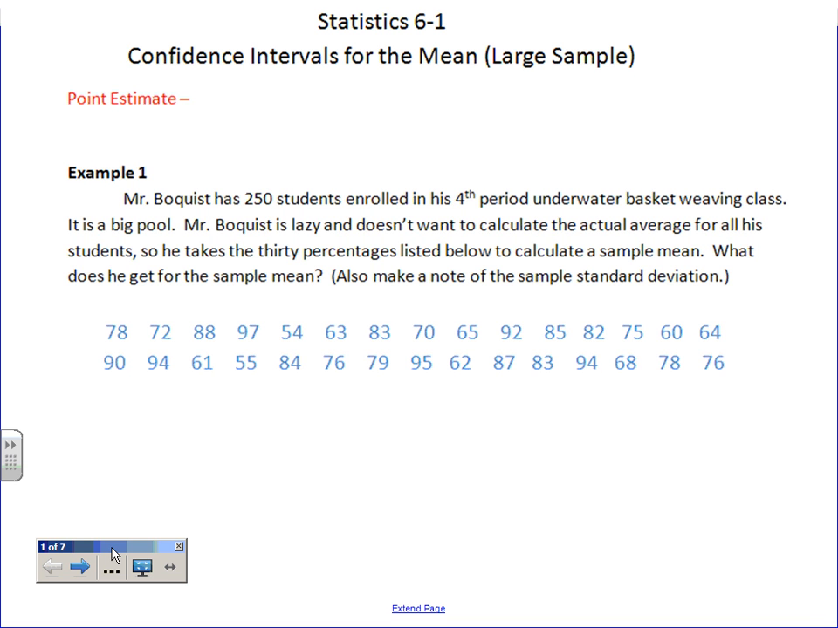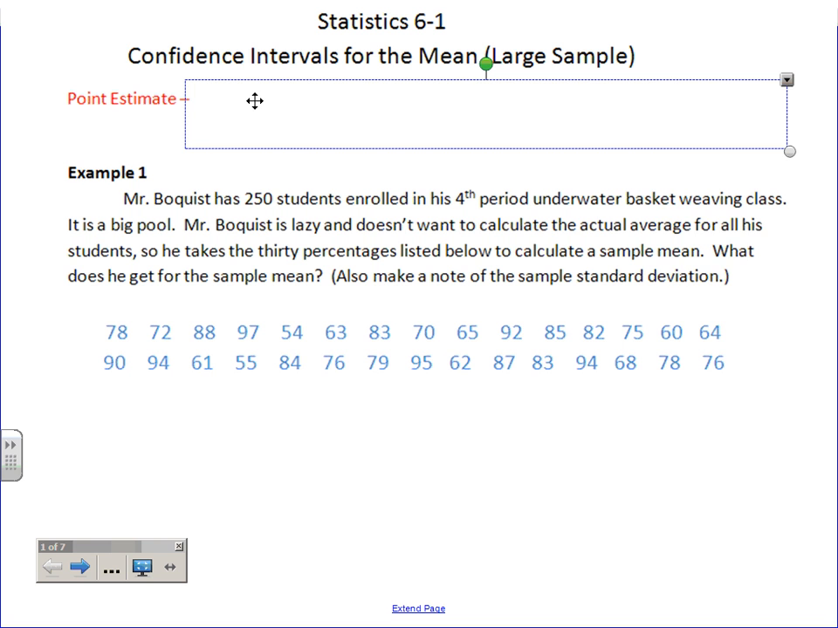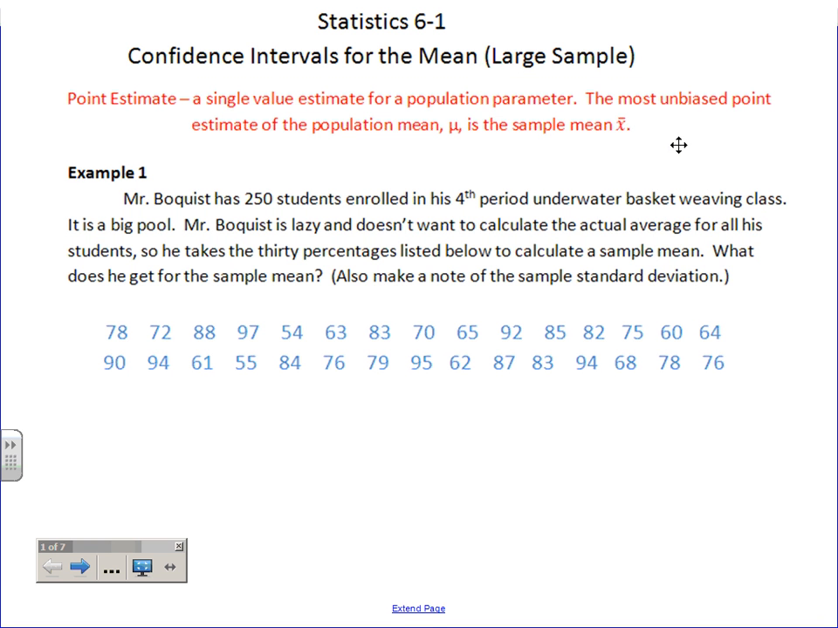A point estimate, you are very familiar with point estimates. We've been doing them all year. It's a single value estimate for some parameter. And the ones that we've been doing is the mean. Instead of mu, we have x bar. And that's the most unbiased point estimate that you can have. In this case, unbiased means not affected by other things.